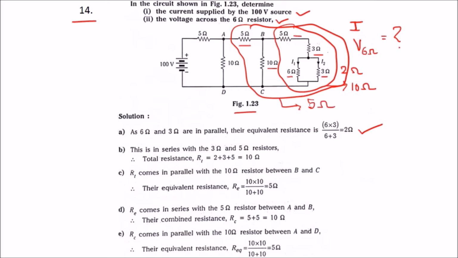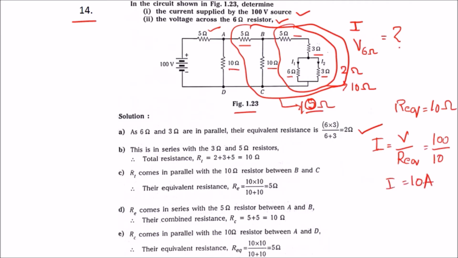This will be equal to 10 ohm. This 10 ohm will again be in parallel with this 10 ohm, making 5 ohm, and that 5 ohm will be in series with this 5 ohm, making R equivalent equal to 10 ohm. Using this we can find I is equal to V by R equivalent, that is 100 divided by 10. So I is equal to 10 amps. So the current supplied by the 100 volt source is nothing but 10 amps.